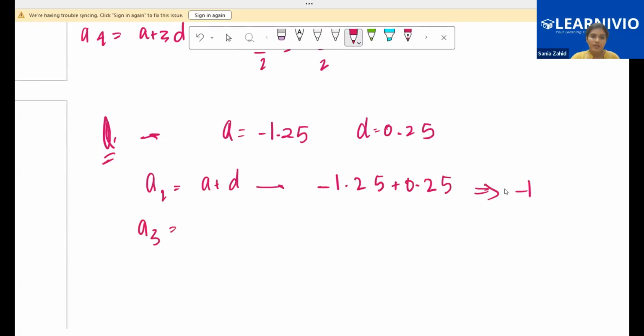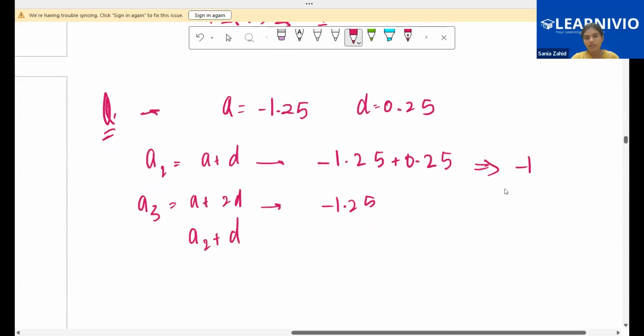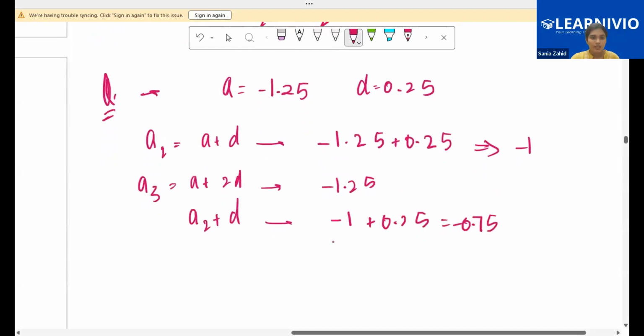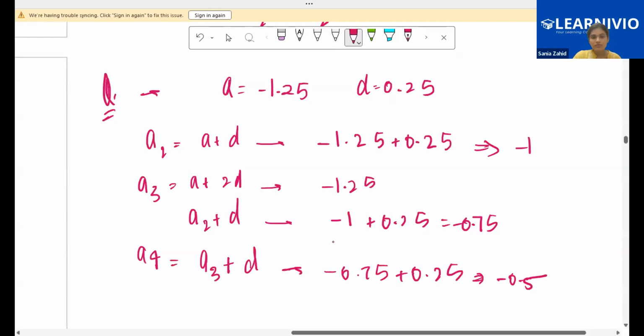Then A3 becomes A plus 2D. Actually, you can write directly also, A2 plus D also you can write. So what is A2 now? Minus 1. And what is D? 0.25. So it's minus 0.75. Then A4 will be A3 plus D. What's A3 now? Minus 0.75 and plus 0.25. So that's minus 0.5. Just copy this answer also.